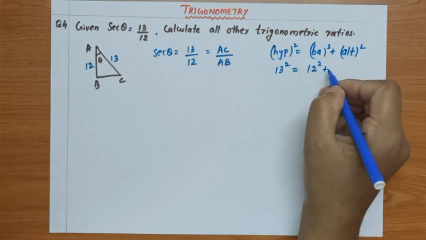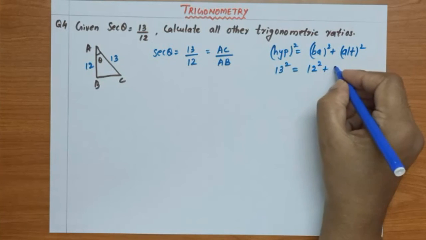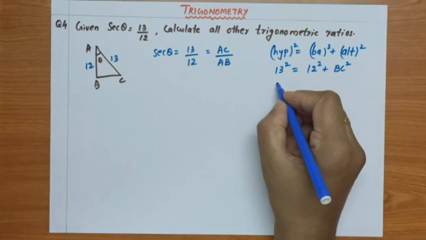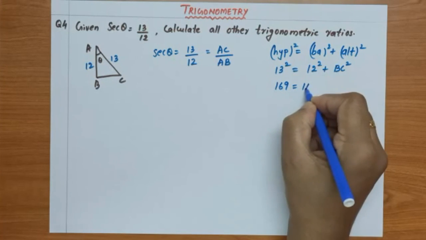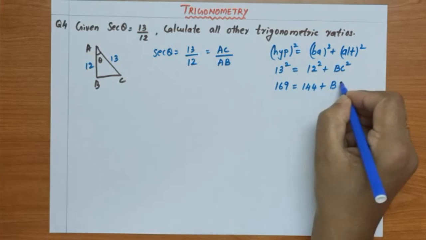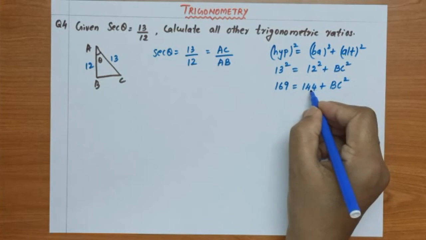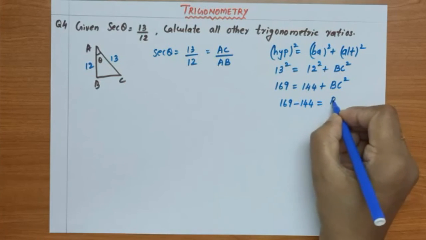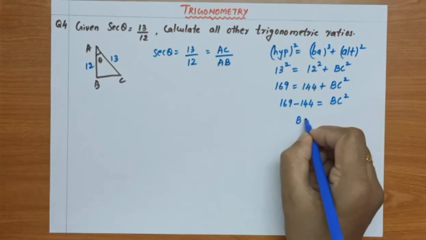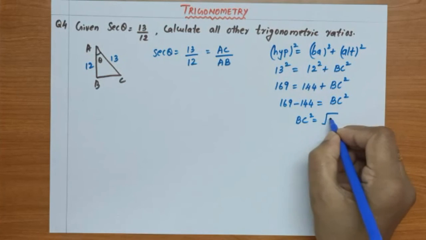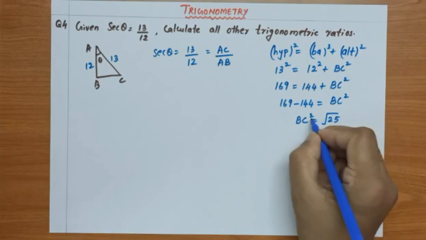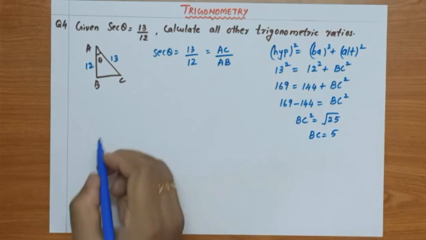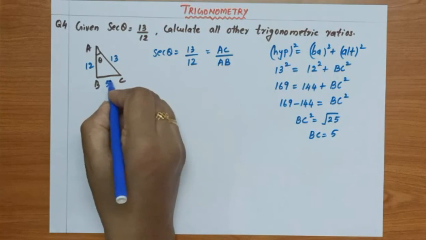Base it is BC and altitude it is 12. So 169 equal to 144 plus BC square. We can take 144 to another side, so it will become minus. So BC square equal to 25. BC equal to 5. So we got the value of BC, it is 5.